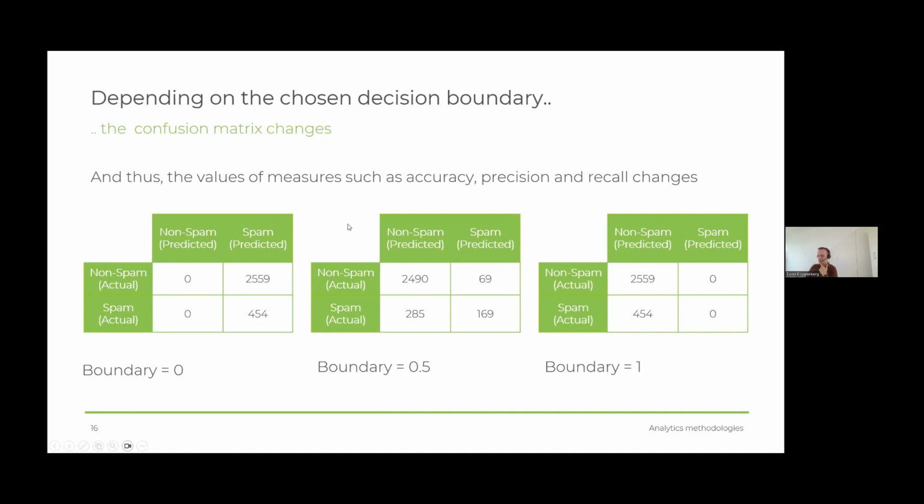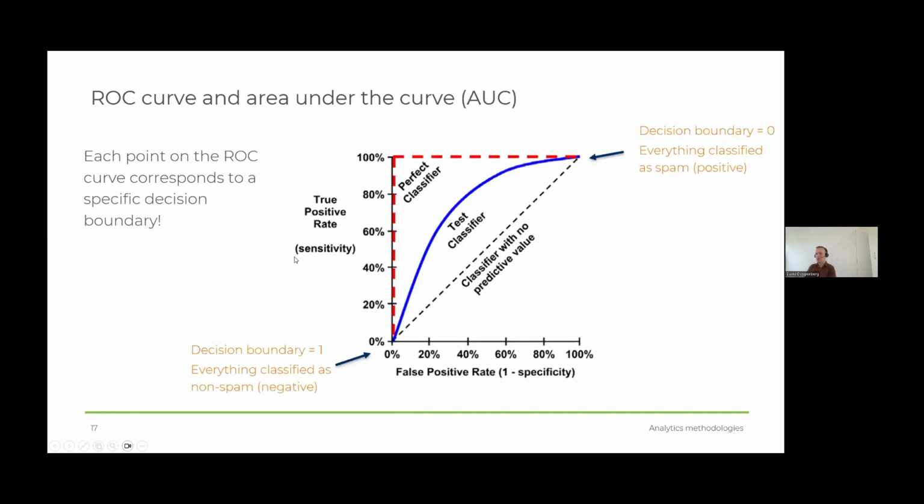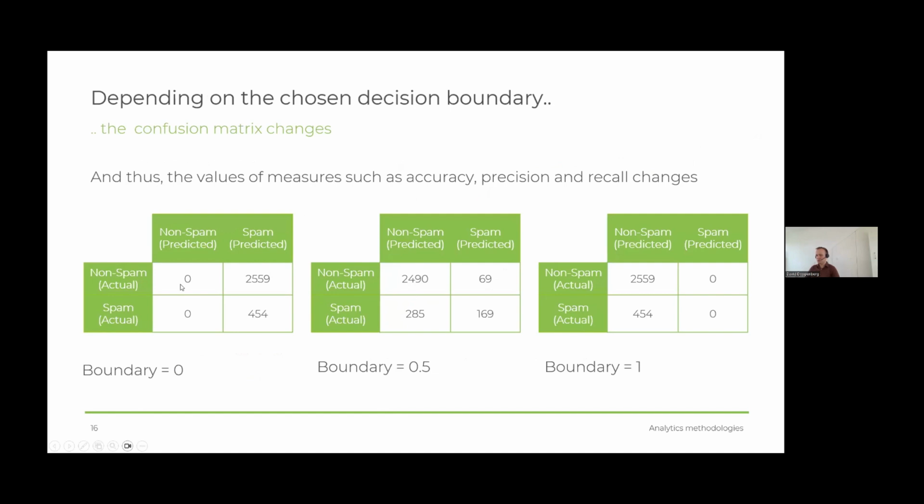And there's actually a method to do this, and that's called the receiver operating characteristic curve, the ROC curve, and something called the area under the curve, the AUC. So in this graph that you see here, each point corresponds to one specific decision boundary. You can also see here that these ROC curves will always go through 0, 0, and 100%, 100%. And these points actually correspond to confusion matrices with a decision boundary of 0 and a boundary of 1.